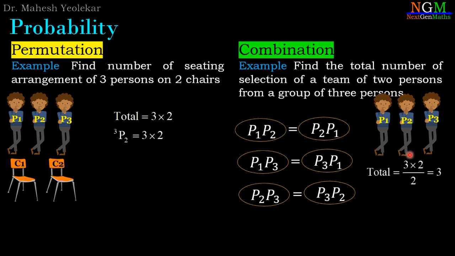So the total number of distinct selections of a team of 2 persons is 3 into 2 divided by 2, because each team is exactly repeated 2 times, which equals 3. In the arrangement we already saw that the total number of possibilities is 3 into 2, that is 3P2. So it is 3P2 divided by 2 factorial. It can be written in the form of 3C2. That means the selection of 2 persons out of 3 is 3P2 divided by 2 factorial.